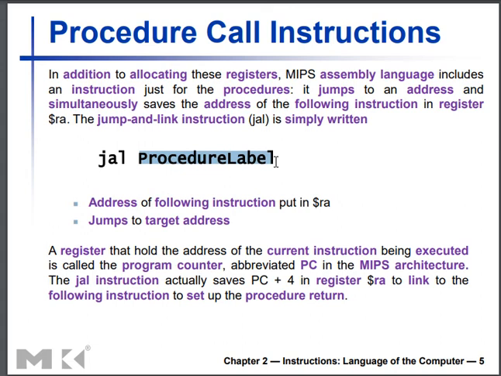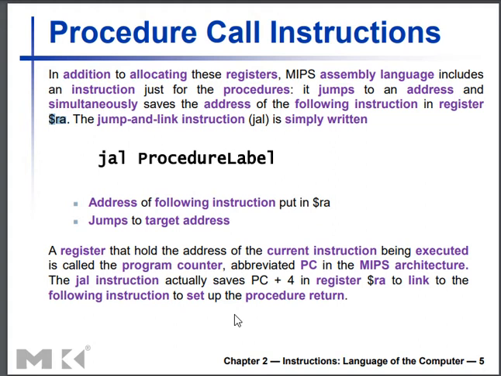And at the same time it saves the address of the next instruction which is following the jump and link, in register RA. RA means return address. So actually, how does it save the address of the next instruction? How does it know the address?